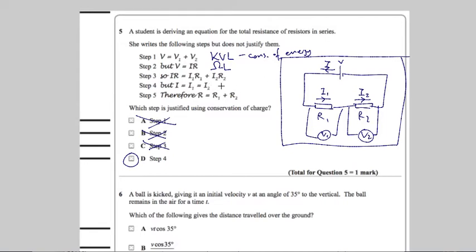Now that is Kirchhoff's current law, which is indeed the conservation of charge. But why is it the conservation of charge? Well, it's telling us that the charge carriers that flow through the cell are the same as the charge carriers that flow through R1 and through R2. In other words, none disappear or appear in going from the cell to the resistors. So the charge is conserved. The flow of charge is going to be the same everywhere in a series circuit.